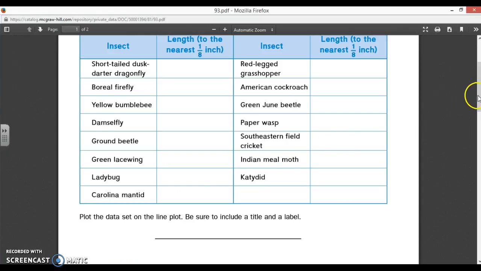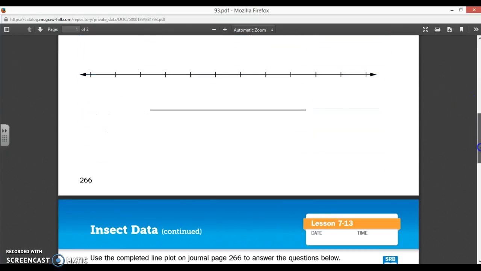So, I will put the pages on Classroom that you're going to do in your math journal. Some of you need to grab your math journal from my desk. Feel free to do that.